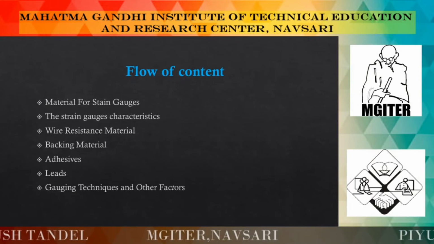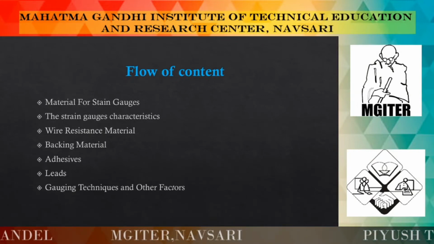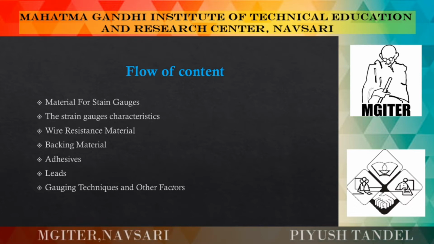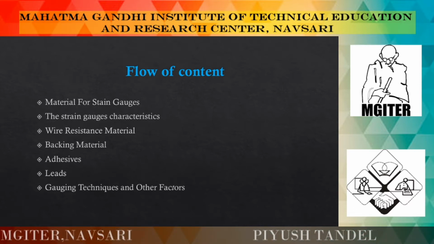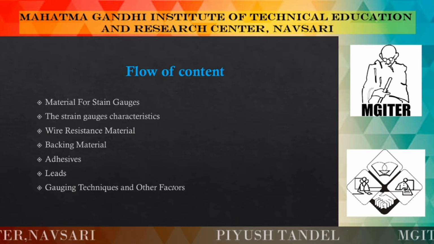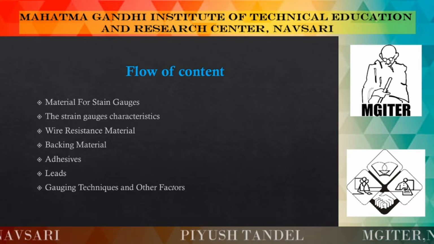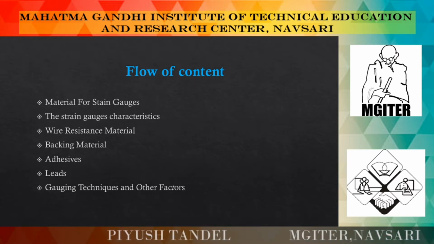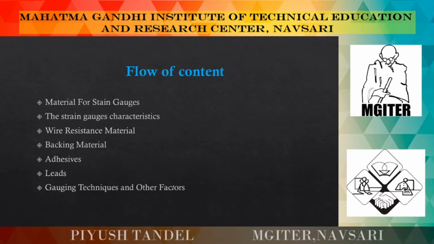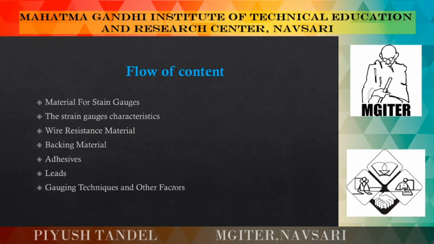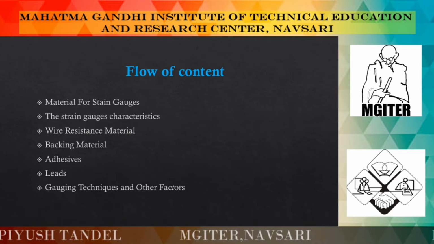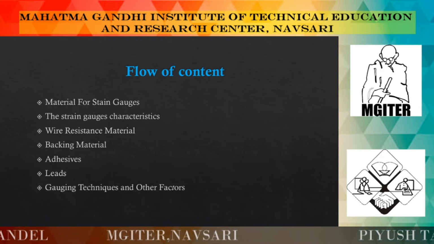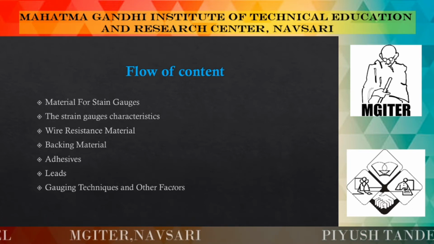So first of all, starting with the flow of content. In this video lecture, we are going to see the material for strain gauge. Then after, the strain gauge characteristics, which characteristics a strain gauge should have to perform in optimum condition. Then after, wire resistance material, so which kind of material we are going to use for our resistance wire, followed by the backing material, adhesive, leads and gauging techniques and other factors that are going to affect our measurement.